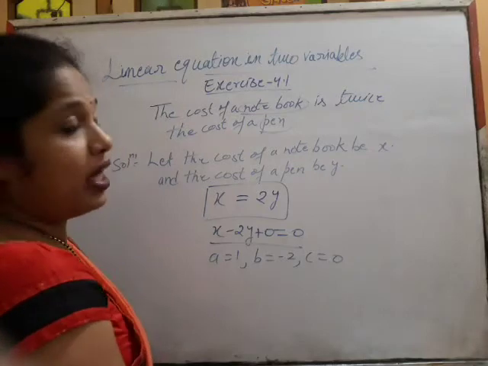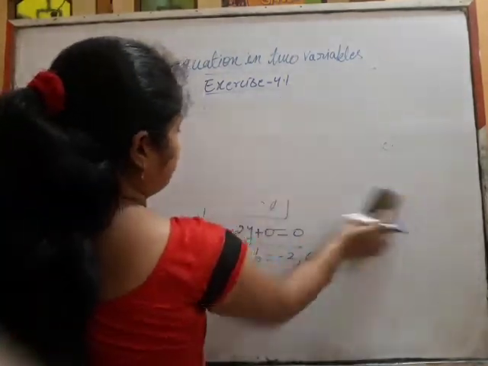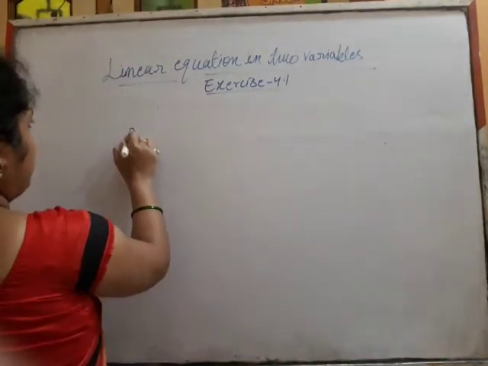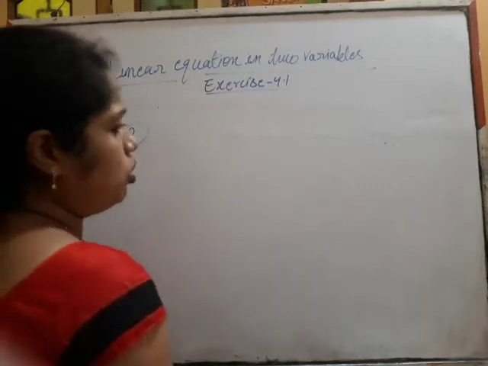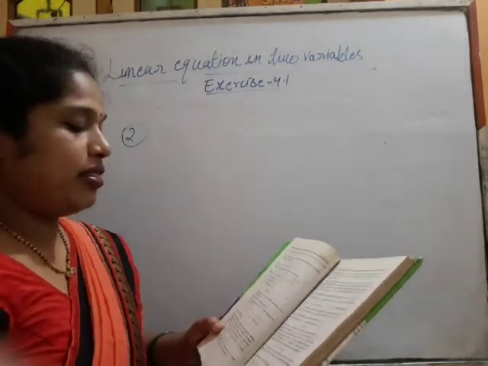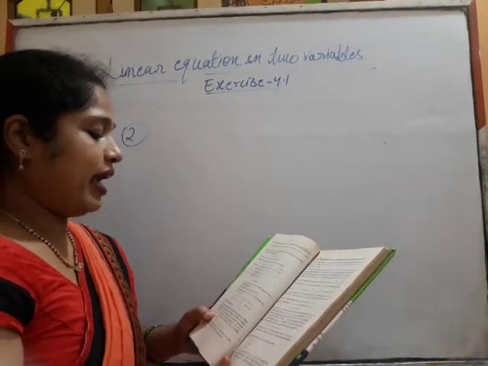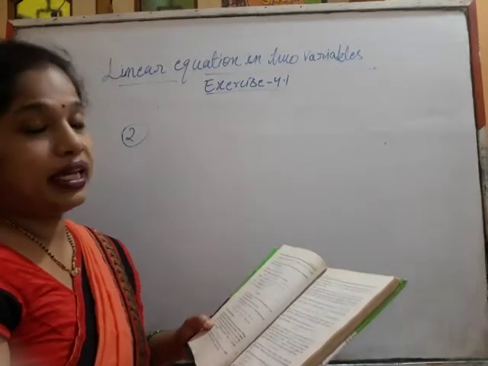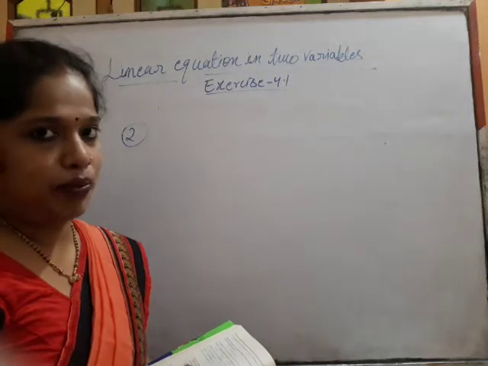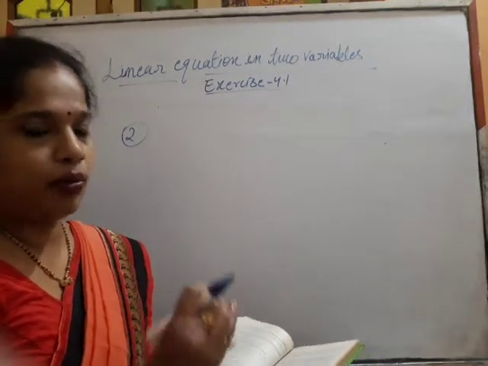Let us move on to the next question. Question number 2 says, express the following linear equations in the form ax plus by plus c is equal to 0 and indicate values of a, b and c in each case. This type of question we have discussed in our examples also. Let us have a few questions from here so that you can understand more.